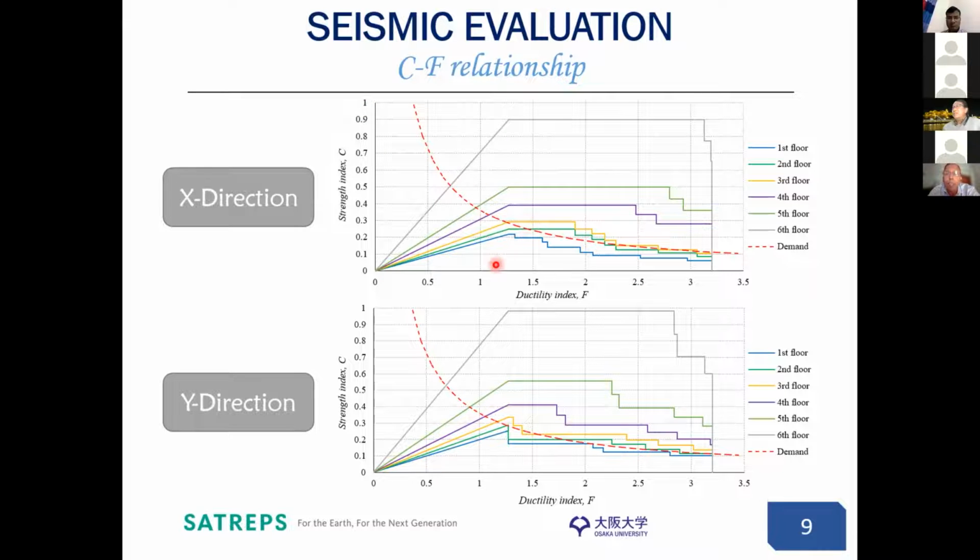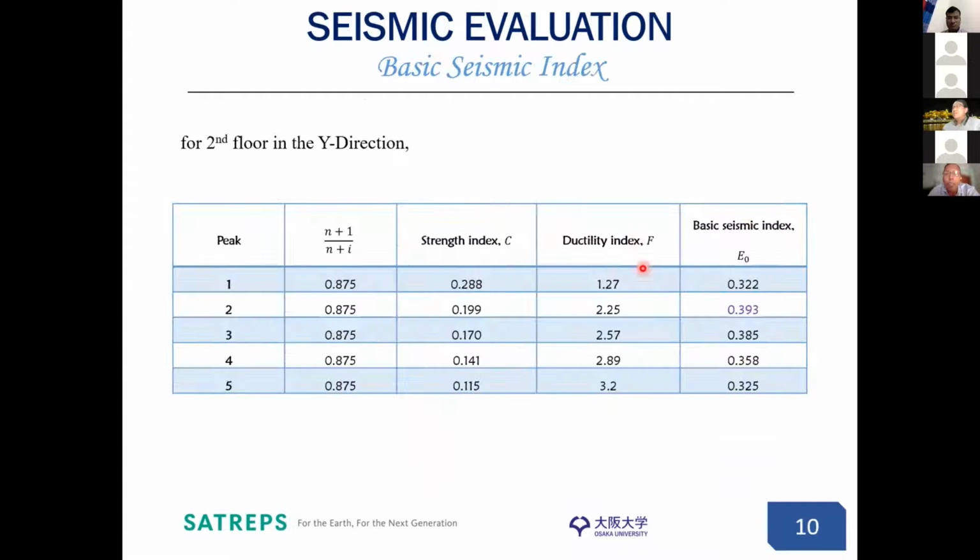To determine the performance point, we have to take each of the peaks and then determine which peak gives the maximum performance. Let's take an example of the second floor in the Y direction, given by this green line. It has 5 peaks: 1, 2, 3, 4, and finally this is the 5th one. For this case, we determine the story modification factor by this equation, where n is the number of stories and i is the story concerned, in this case 2 and 6.